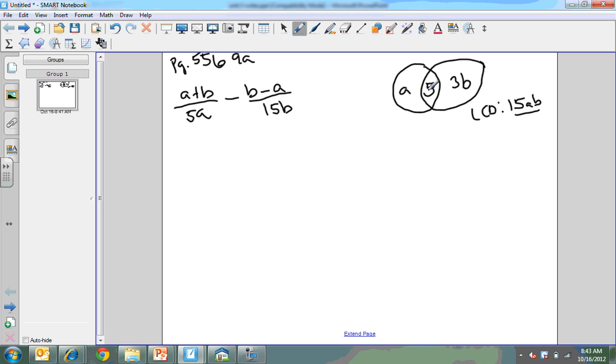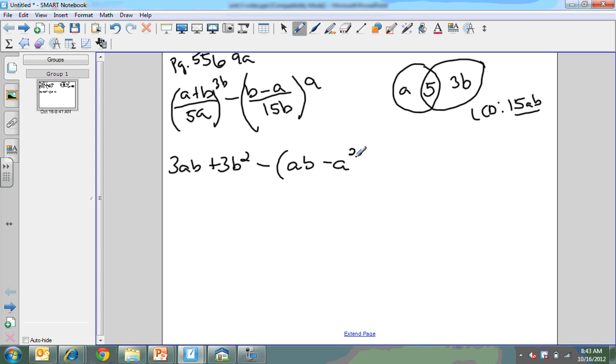Okay, now we multiply by the opposite things. So the first one, I'm going to multiply the whole thing by 3B. Second one, I'm going to multiply the whole thing by A. Okay, so in the top, I get 3AB plus 3B squared, okay, minus A times B, it's just AB, minus A squared.